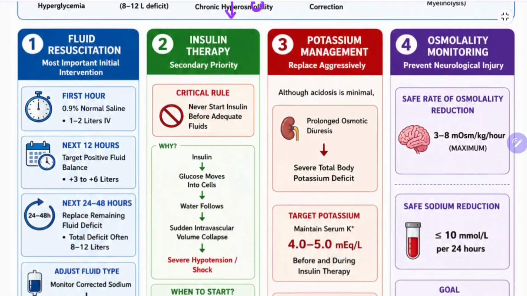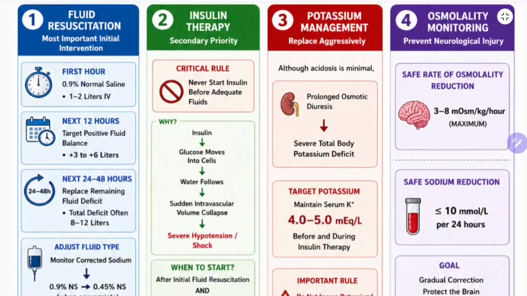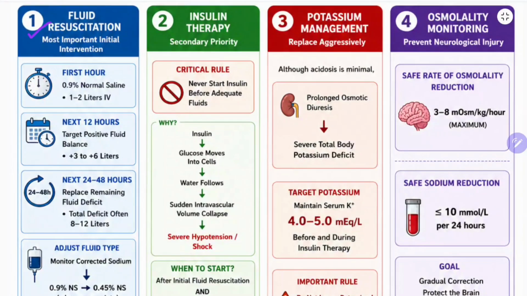So number one is fluid resuscitation, as we can see here. It is the most important initial intervention. In the first hour, give 0.9% normal saline, 1 to 2 liters IV. In the next 12 hours, target a positive fluid balance of 3 to 6 liters. In the next 24 to 48 hours, replace the remaining fluid deficit. Total deficit is often 8 to 12 liters.